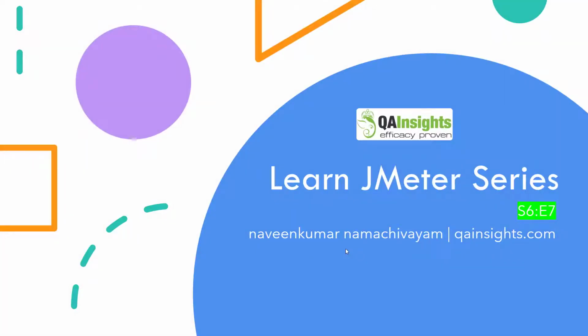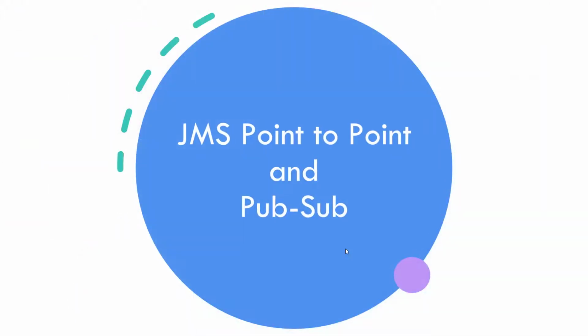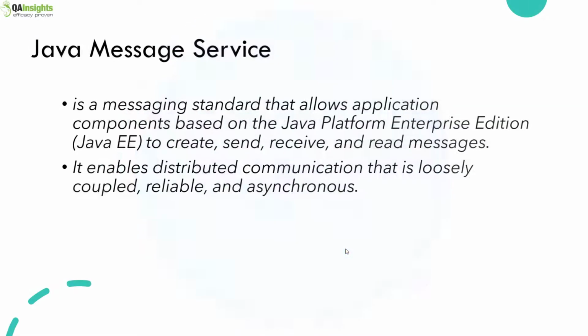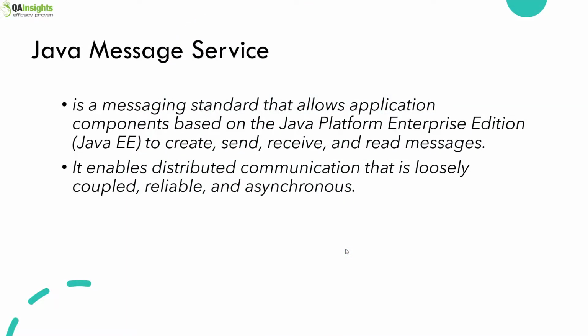Welcome to Learn JMeter series. In this season 6 episode 7, we are going to see about JMS point-to-point and pub/sub sampler in JMeter. JMS stands for Java Message Service. It is an API which helps you to communicate between two applications by sending and receiving messages. It is loosely coupled, reliable and asynchronous in nature. It is also known as messaging service.